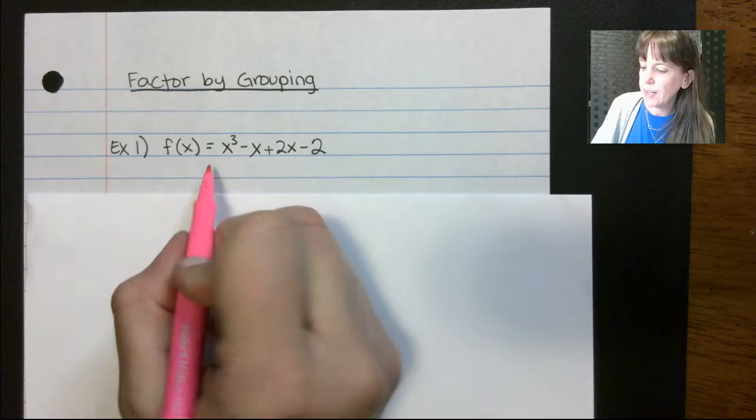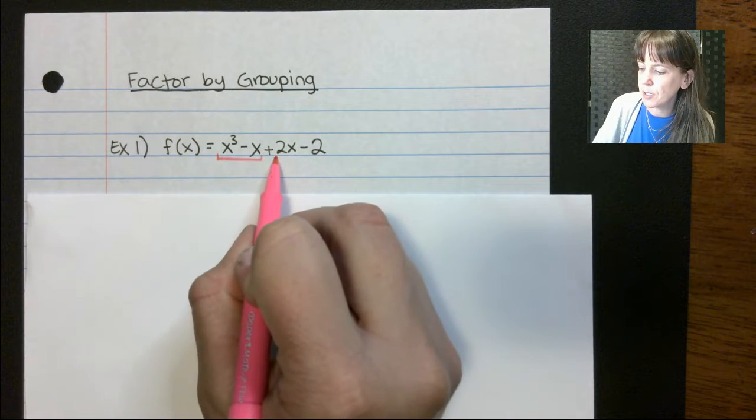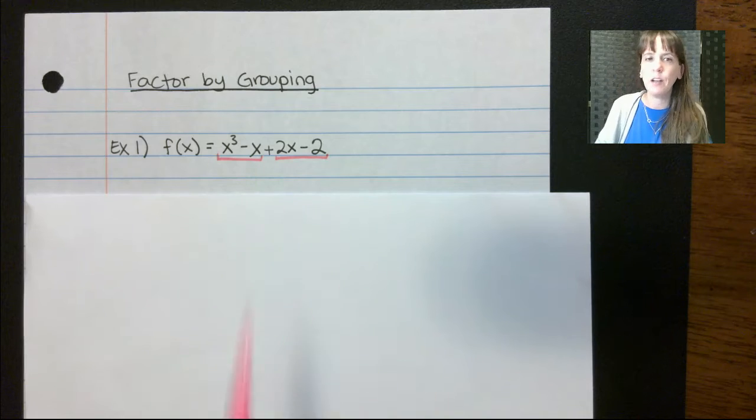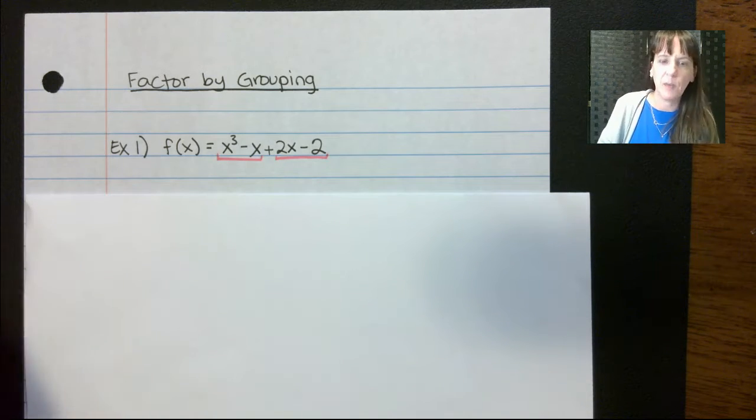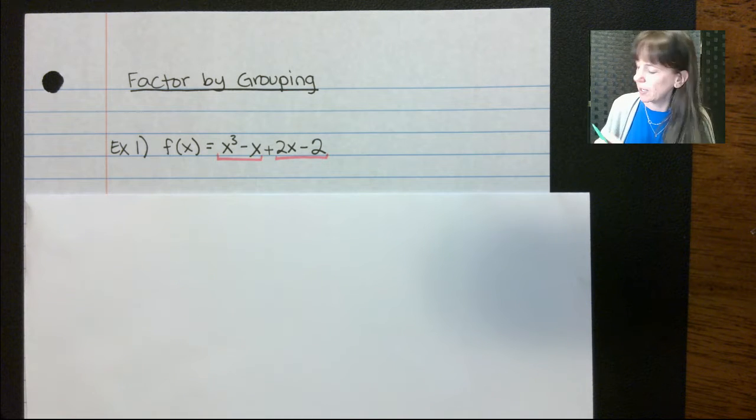The way that I like to do it is we're going to group these first two terms and then these last two terms. And notice I'm not grouping that sign that's in the middle. There are multiple ways of doing this. This is how I do it. If you do know a different way that works for you, excellent job.